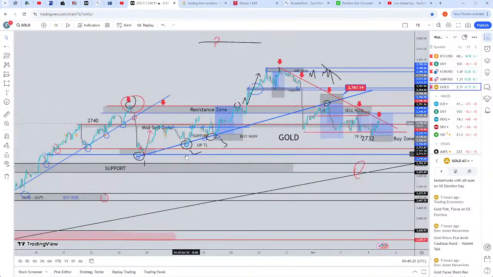First and foremost, you can see that there was an uptrend line when the market was going up. And this thing that I'm sharing with you, it is there.